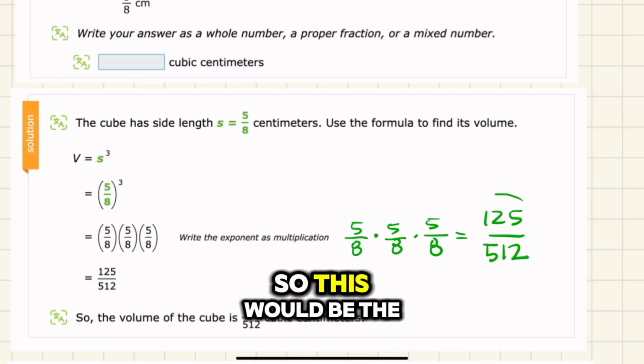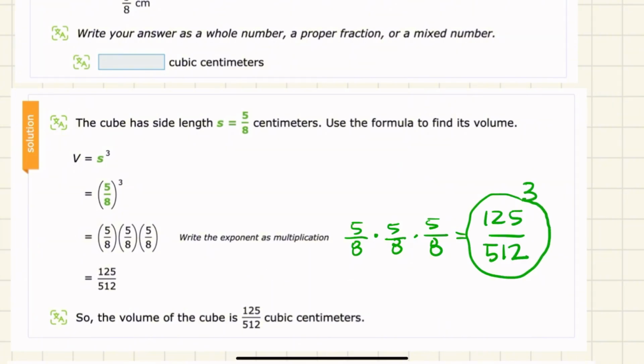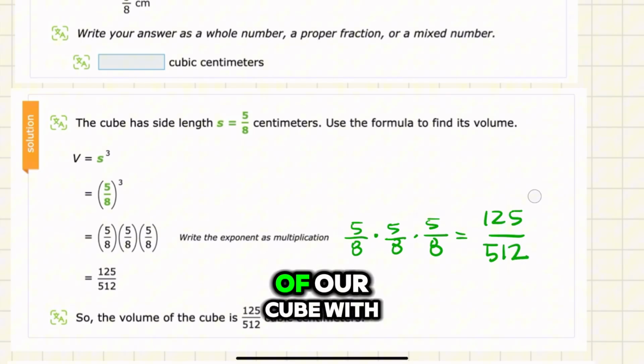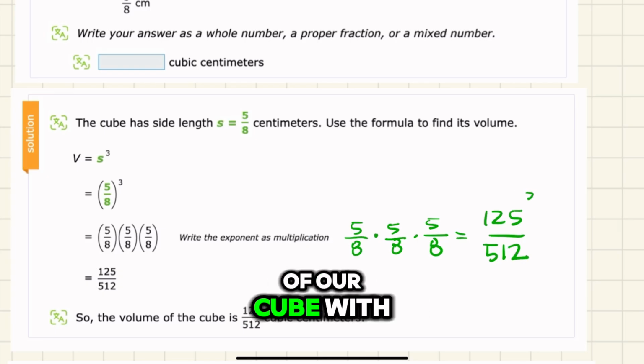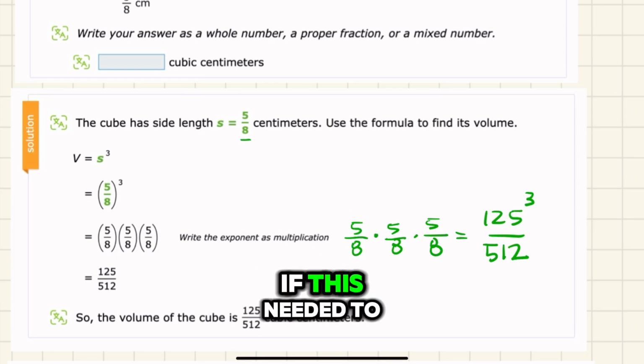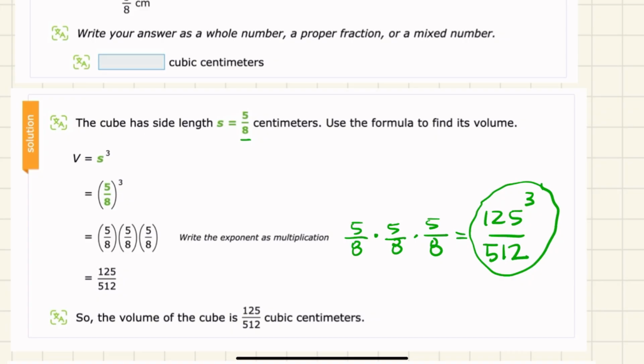So this would be the volume of our cube with the side lengths of 5/8 centimeters. That would be 125/512 to the third power. Now you can see if this needed to be simplified, but you can just enter the answer like that and you will be good.